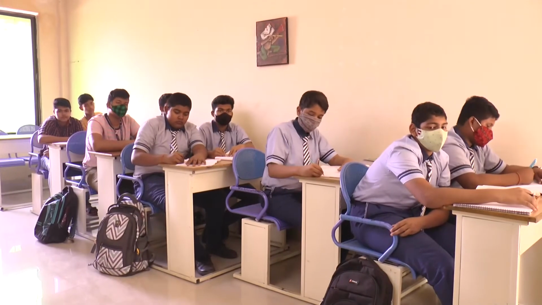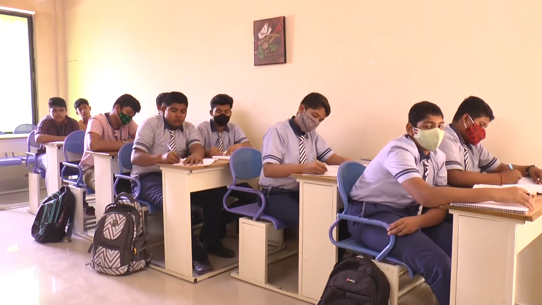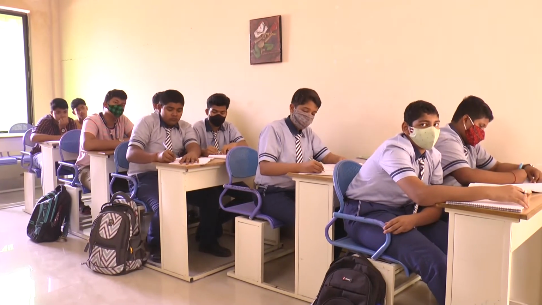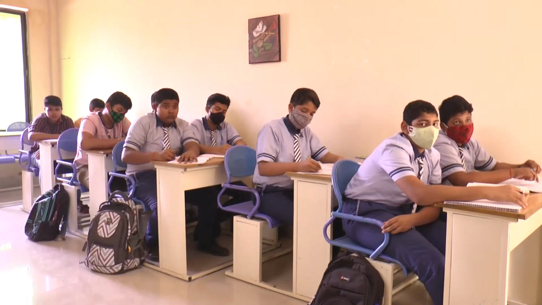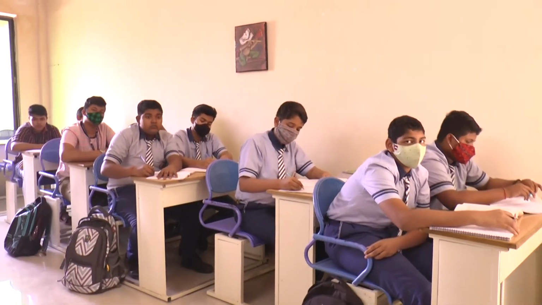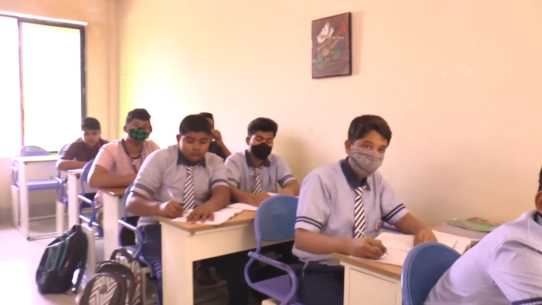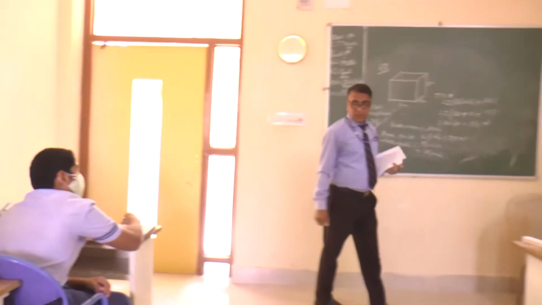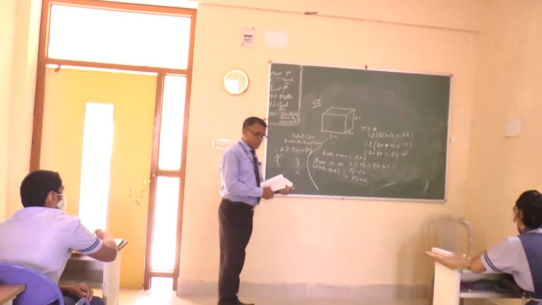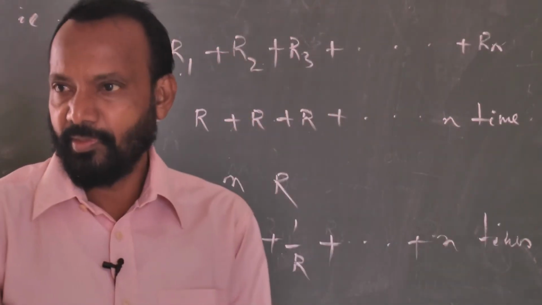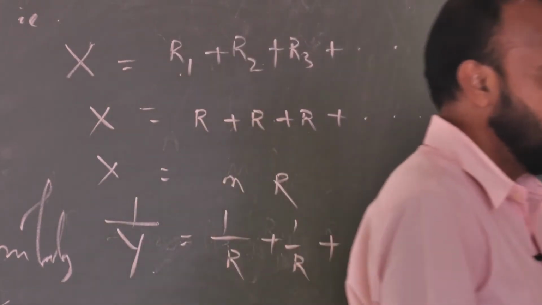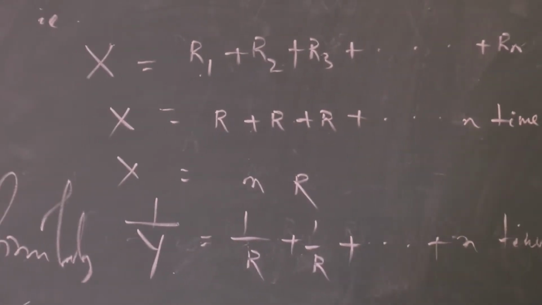So similarly, y equals how much? Effective resistance of the parallel combination. The parallel combination is what? 1 by R equals 1 by R1 plus 1 by R2 plus 1 by R3. So 1 by y equals 1 by R plus 1 by R plus similarly n times. This is also n times. Well, n by R. How many times? N by R times. So we can write this equals n by R.